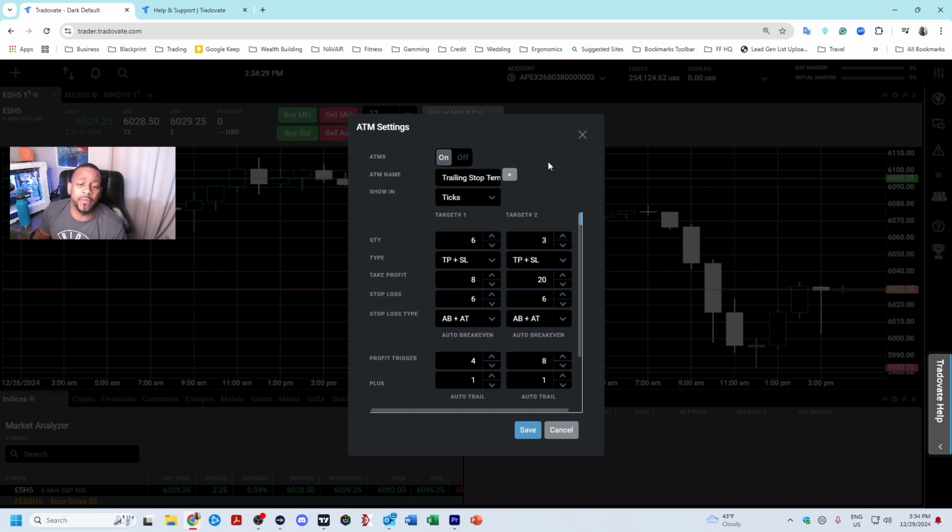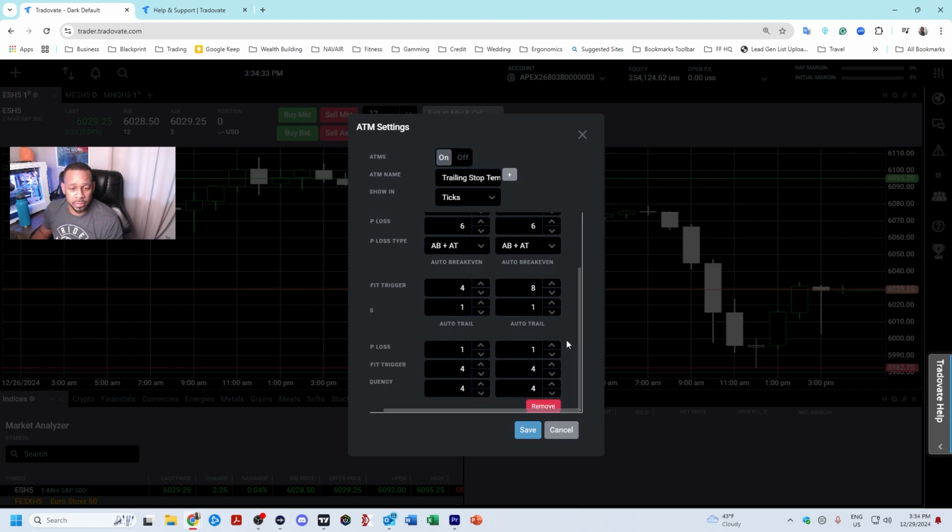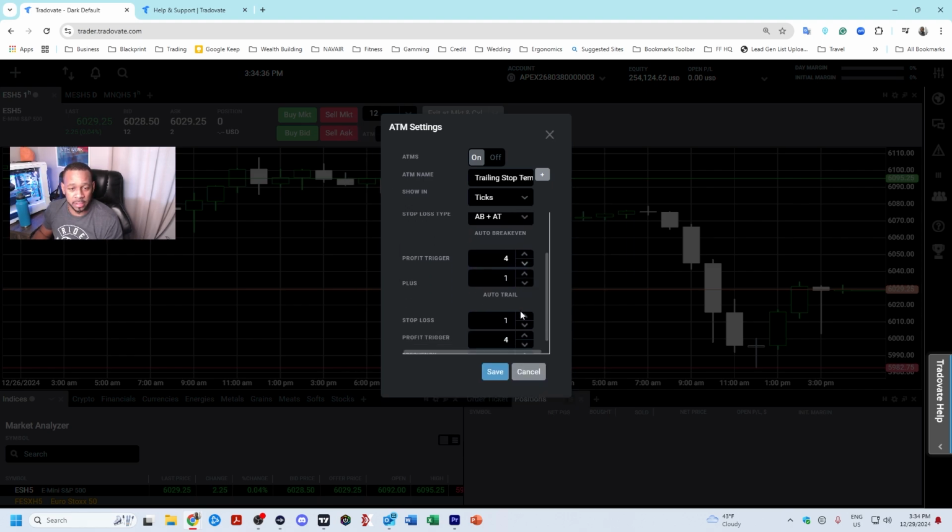So I specifically work in ticks. Let me remove this, because it's showing what I already had set up, but I want to kind of show you guys from scratch. So ATMs you want on. ATM name, that's what we just did. We gave it a name. You don't have to. I just like to have all of my information ready to go.